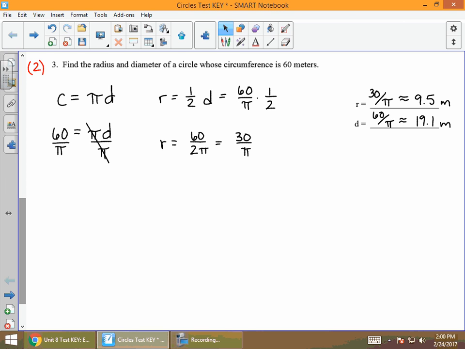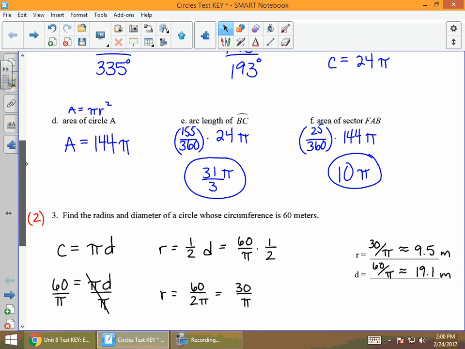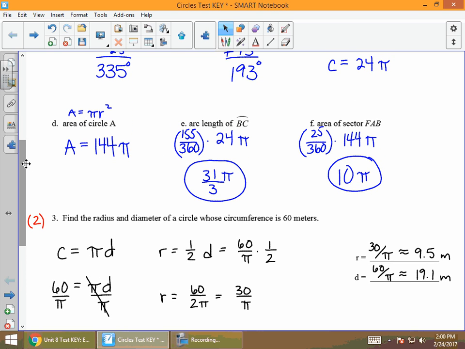I was not overly concerned with how you rounded it, as long as it was somewhere in that ballpark, 9.5, 9.6, right around 19.1. As long as you were pretty close to that, I did give you credit for that one. So anytime you're dividing by pi, those numbers can get pretty crazy. So that's it for page number 1.